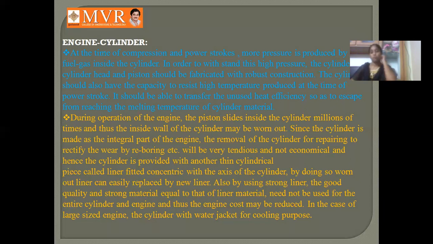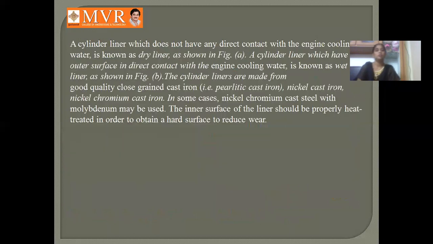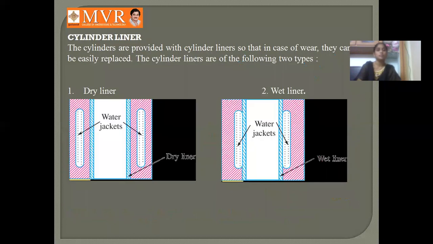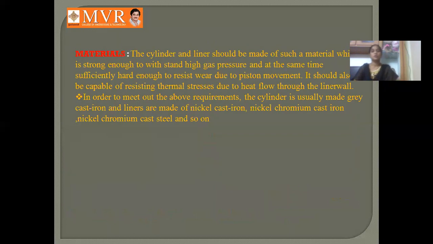The removal of the cylinder, an integral part of the engine, for repairing is very tedious and not economical, and hence the cylinder is provided with a thin cylindrical liner. This is the engine cylinder which will have the more pressure of the cylinders.